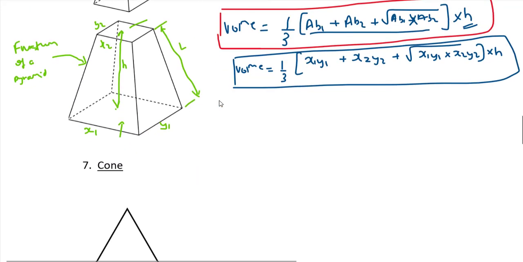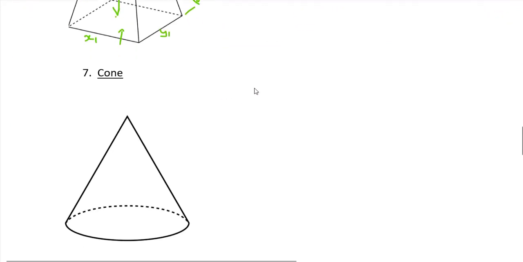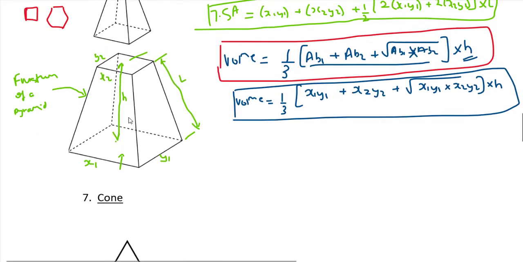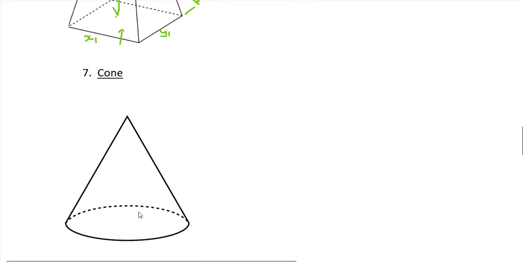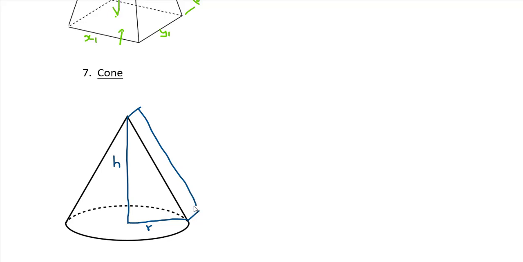Okay, let us now move ahead to our next figure, which is the cone. If you see the similarity between a cone and a pyramid, it is nothing but a pyramid with a circular base. So the formulas will remain unchanged. If we draw a perpendicular from the apex to the base of the cone, this will be the vertical height h. Let r be the radius of the base, which is circular, and the slant length L.